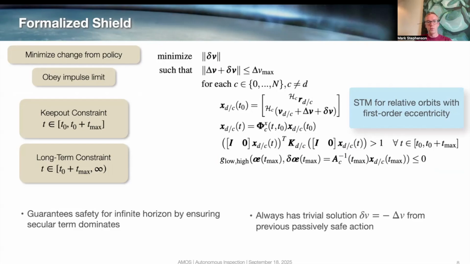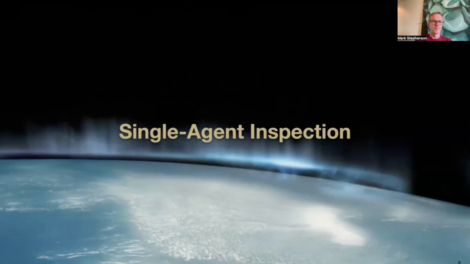And we know there always will be a solution to this problem because, due to the previous iteration of the shield, we're already on a passively safe trajectory, and therefore the trivial solution is to perform no thrust and stay on that passively safe trajectory. Of course, there usually is a better solution than that trivial solution.